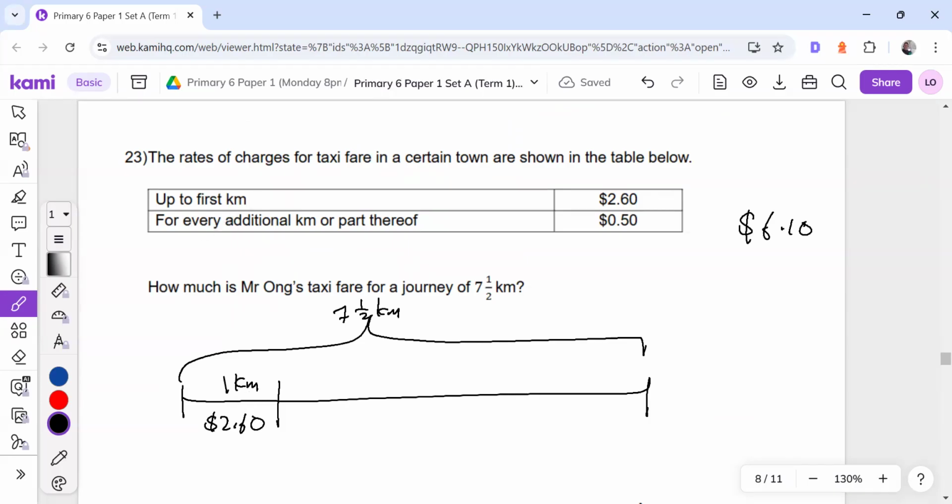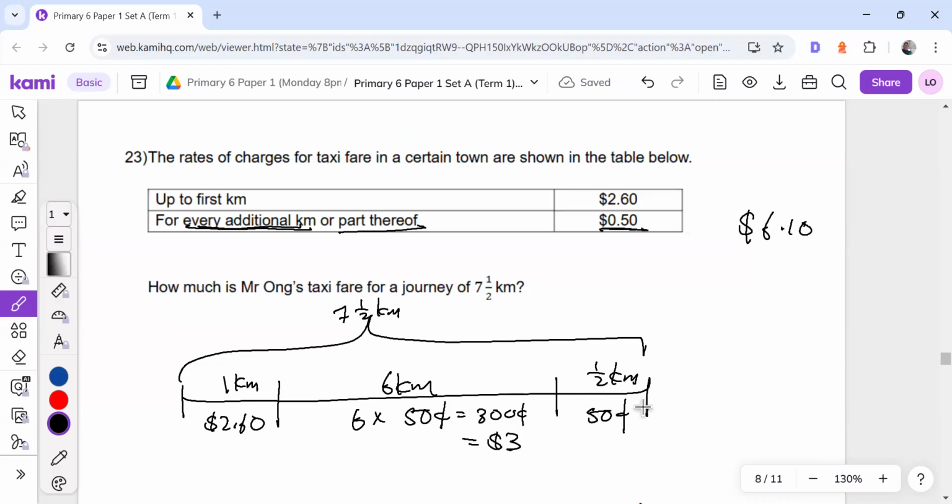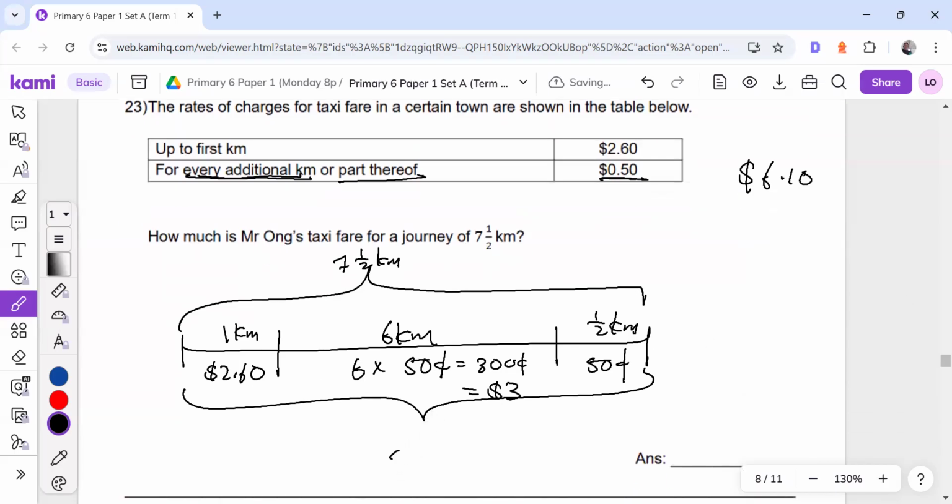And then every additional kilometer. So you don't have to cut 1 kilometer, 1 kilometer. You can do a bit faster, just 6 kilometers. And then how much is 6 kilometers here? 6 times 50 cents, because every additional kilometer is 50 cents. And you will get 300 cents. 300 cents is also $3. And then there is a half kilometer, which is called your part thereof. Part thereof means less than 1 kilometer is still counted, still must pay money. And you also pay 50 cents. And then you add all this money together, and you will get your answer, which is $6.10.